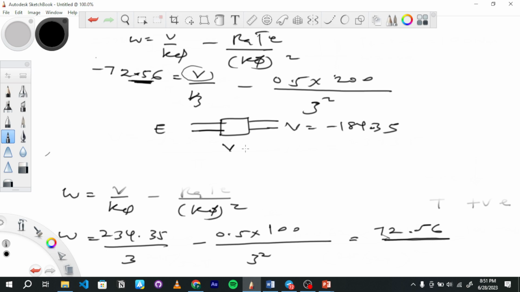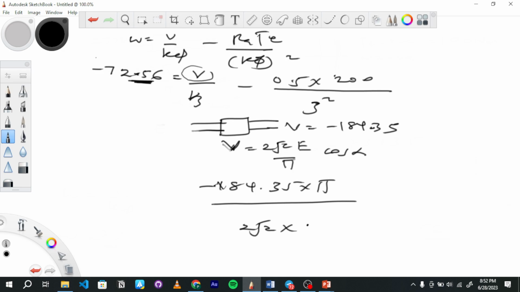So I want to find cos alpha. V is negative 184.35 times pi over 2 root 2 E. E was 277, sorry. Then I'll find cos inverse of this, and that will be my alpha. So that's it. You have to understand this bi-directional, unidirectional torque load, and you just use the fundamental formula. That's all you use, and you get the answer.